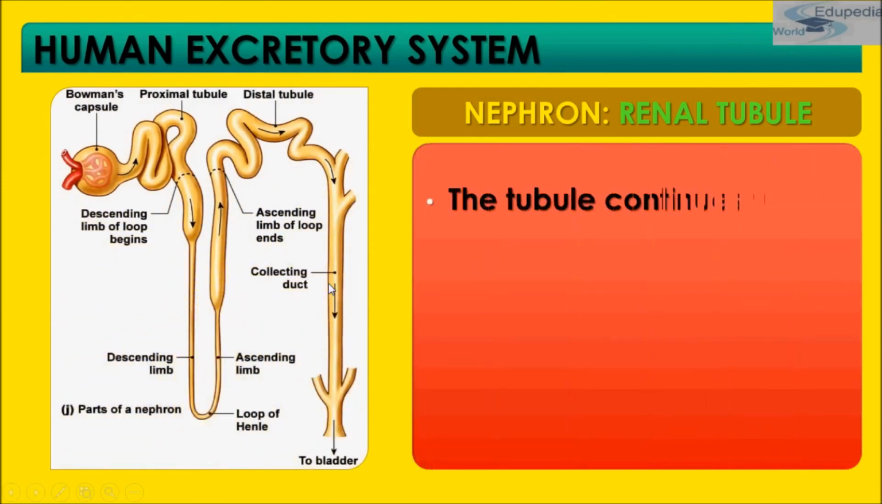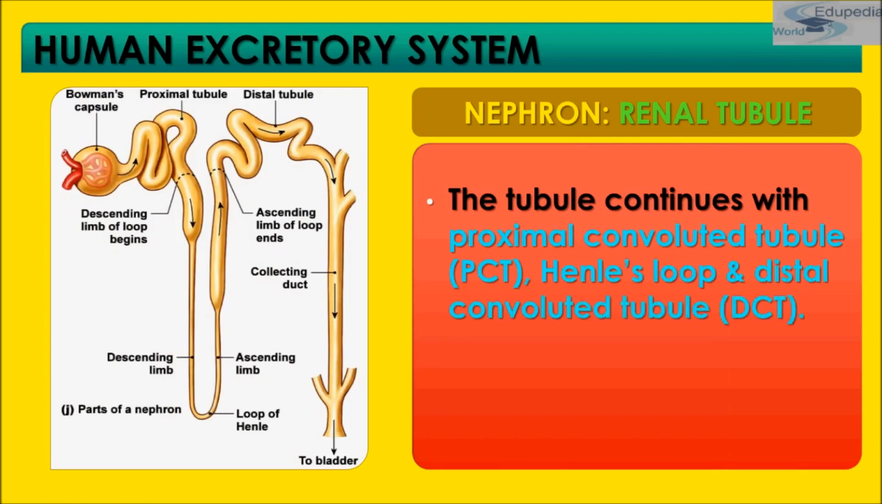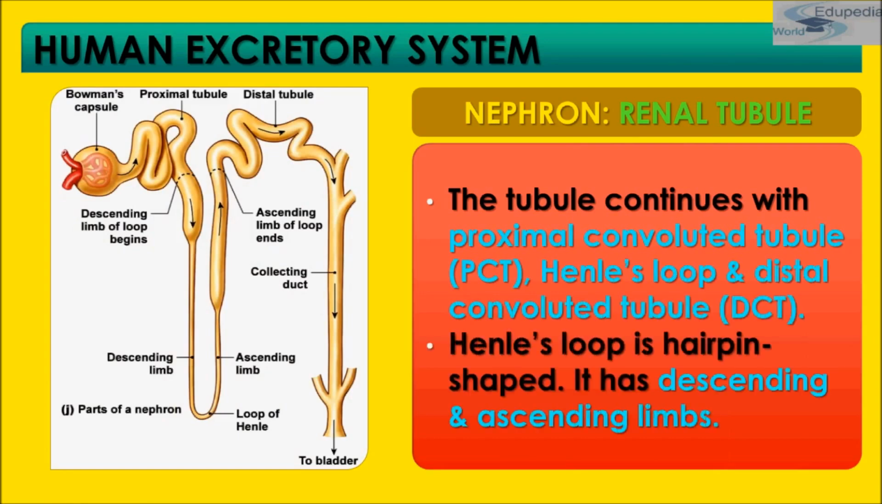Now comes the tubule, the renal tubule part. The renal tubule part is the second part of a nephron, and it is made up of the following parts. First is the proximal convoluted tubule, then a loop of Henle, then the distal convoluted tubule, and finally the collecting duct also comes into it.